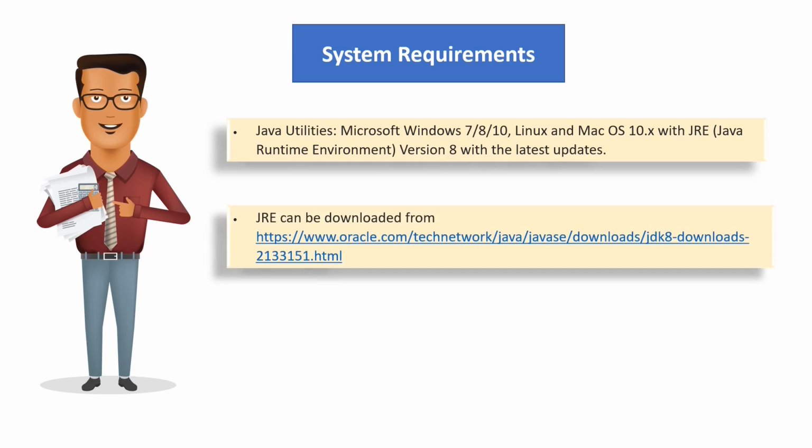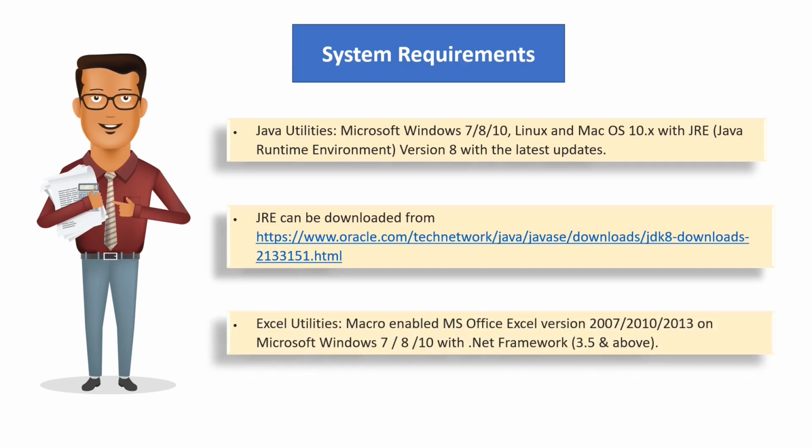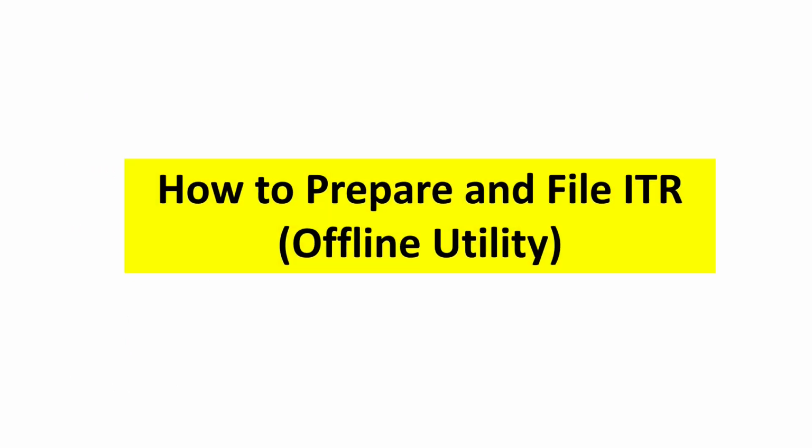If you wish to download the Java runtime environment, you can download it from the website www.oracle.com. The link of the website is provided here. In order to run the Excel utility, you should have the required version of macro-enabled MS Office Excel. Let us now see how do we prepare and file our income tax return using the common offline utility.